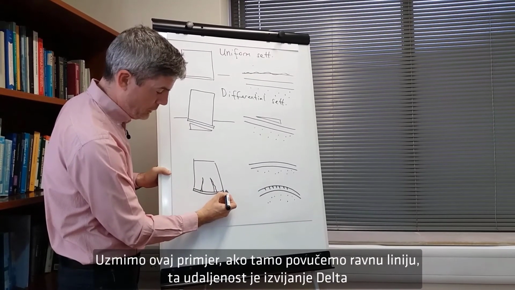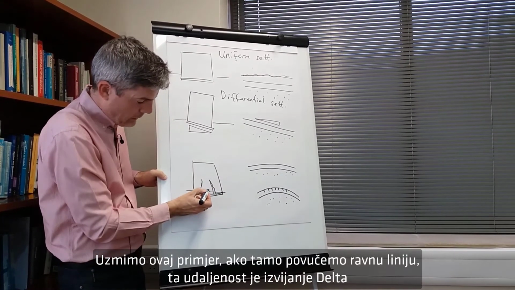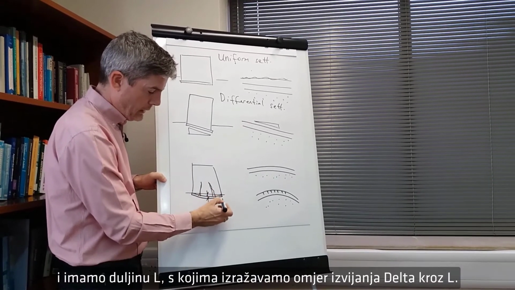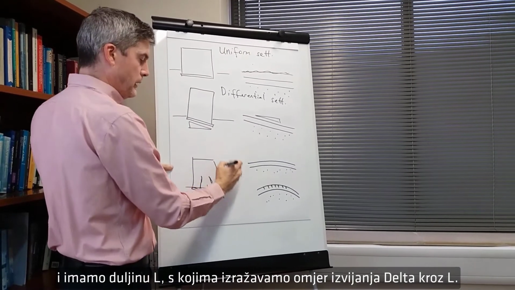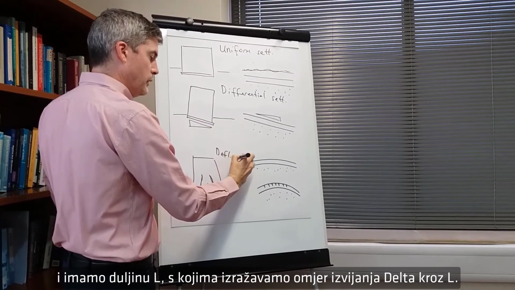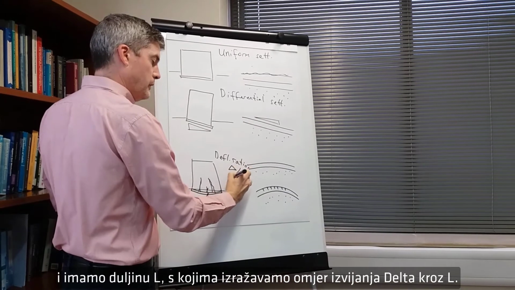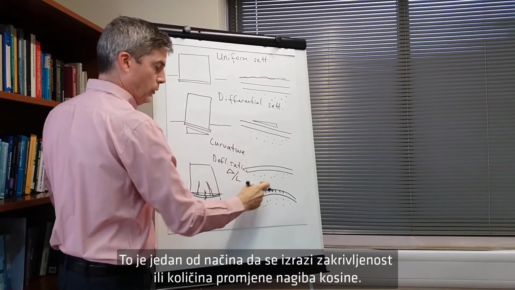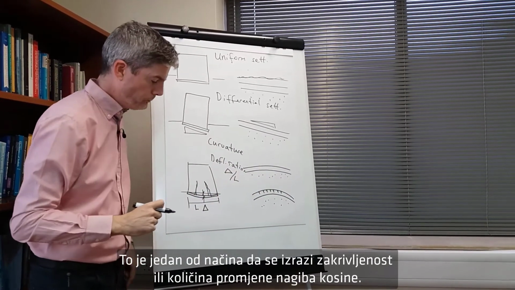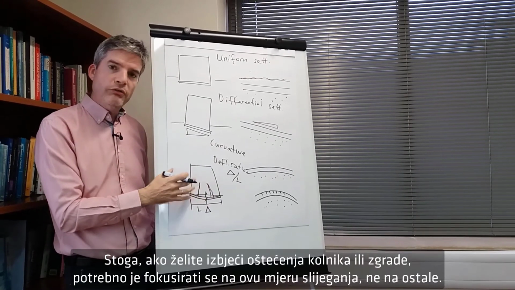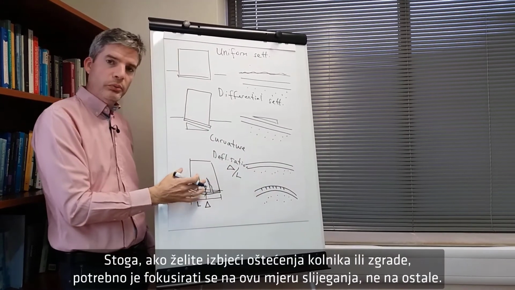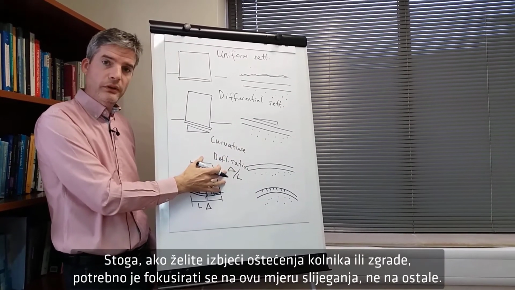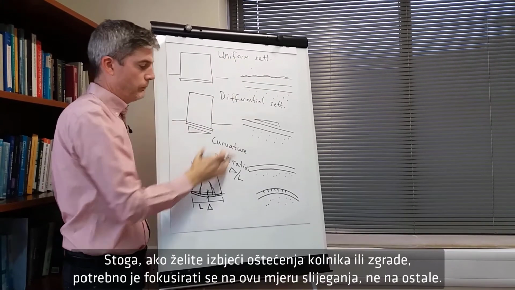Let's take this example. If we drew a straight line across there, that distance there is the deflection delta, and that length there is L, so that is expressed as the deflection ratio delta over L. That is one way to express the curvature, or the amount that the slope is changing. So if you want to avoid damage to a pavement or a building, you really need to focus on this measurement of the settlement rather than the others.